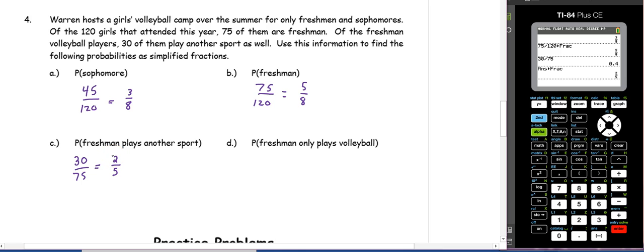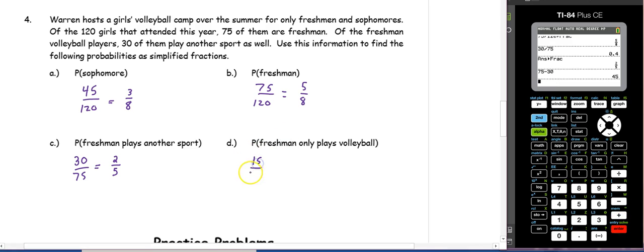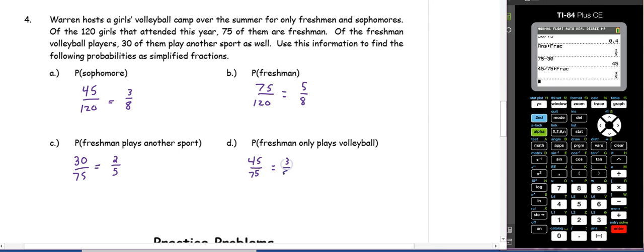So if 30 of them do play a sport, 75 minus 30 means that 45 of them only play volleyball. So we're going to have 45 over 75. 45 divided by 75, math, enter, enter, gets us a fraction of 3/5.